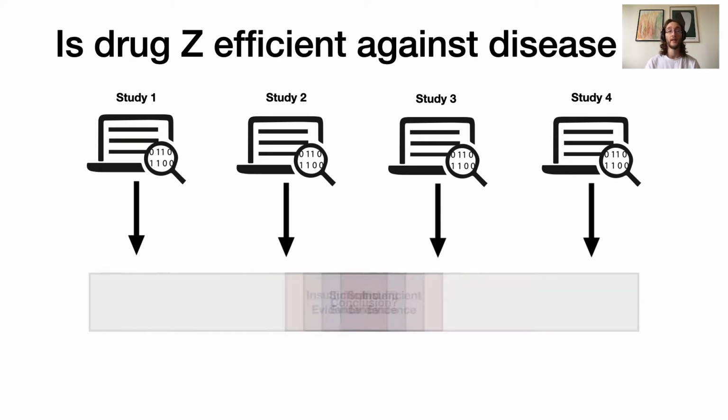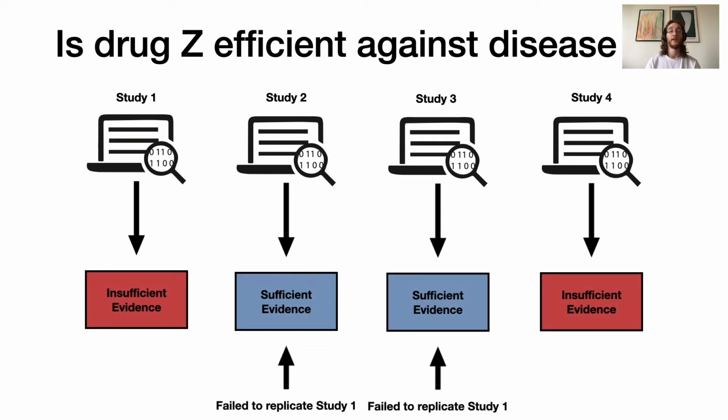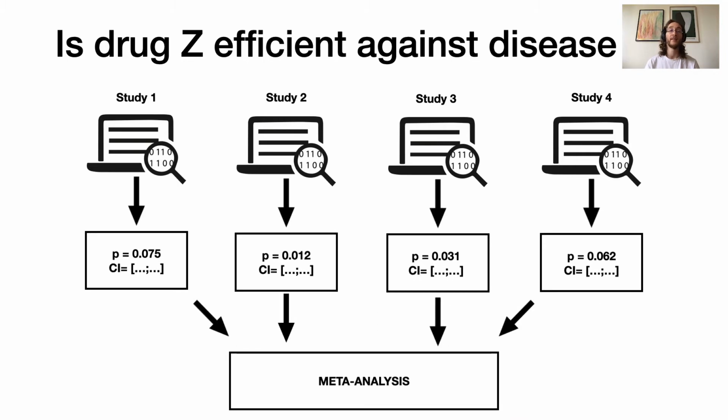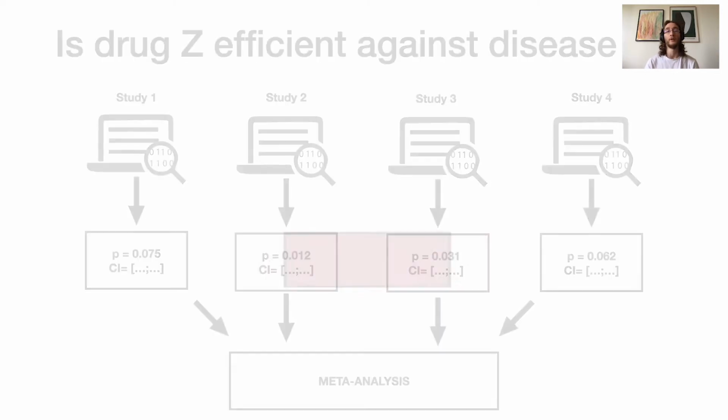But if instead of such a dichotomization, researchers quantify the degree of certainty exactly, study 2 and 3 do not fail to replicate anymore, and a meta-analysis of all studies would allow us to conclude, or tell us that more studies are actually needed to conclude.